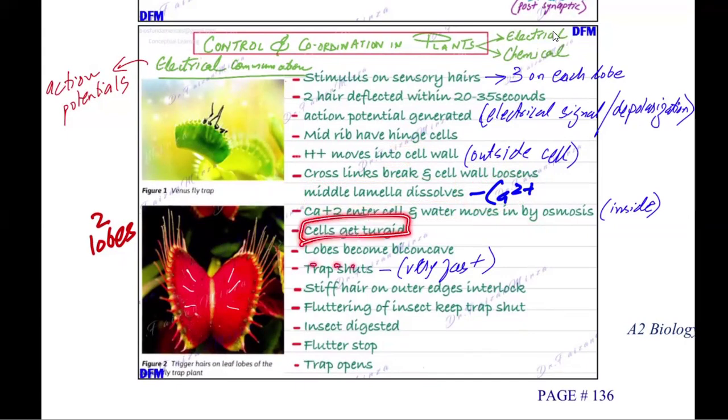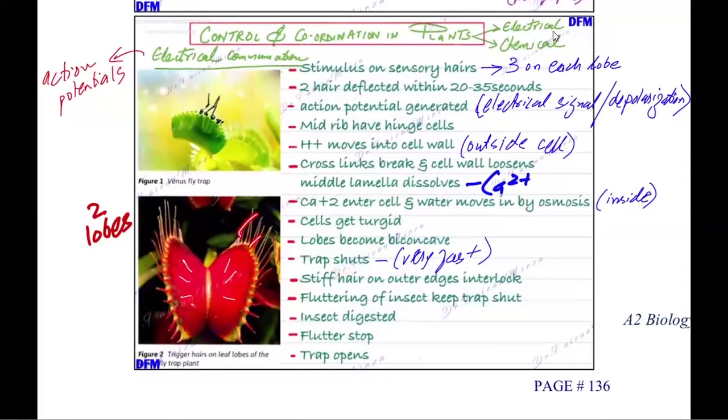When these cells become turgid, the lobes become swollen or biconcave, and the traps shut very fast. When the trap shuts very fast, the stiff hairs on the outer edges interlock. The fluttering of the insect keeps the trap shut. The insect is digested. Once the insect has been killed, the fluttering will stop and the traps will open.